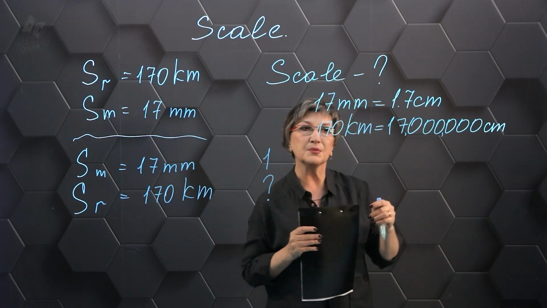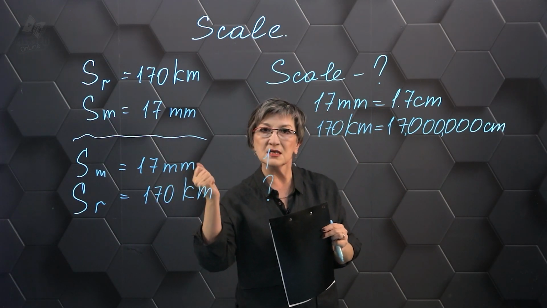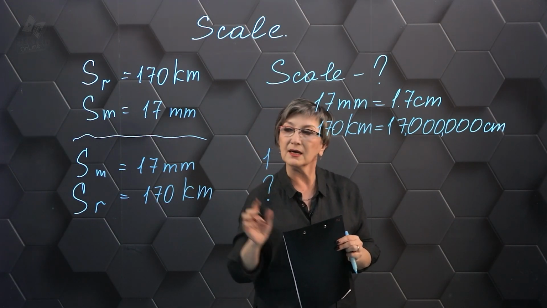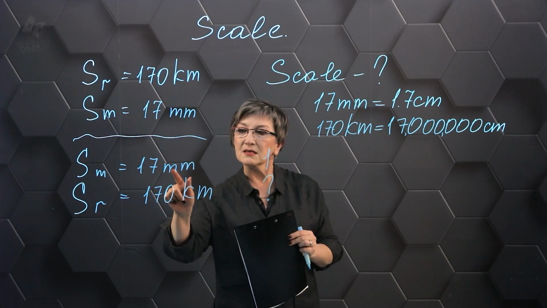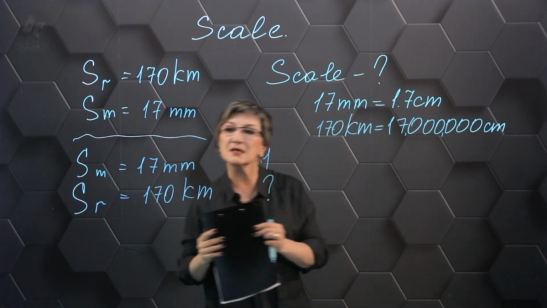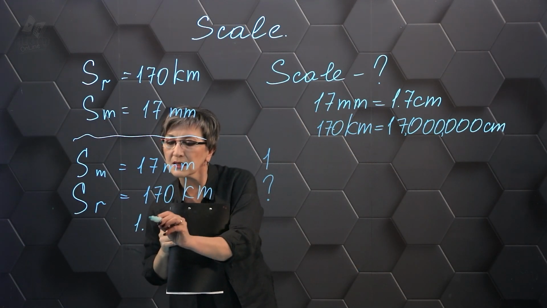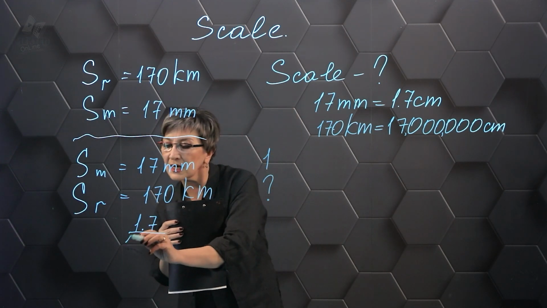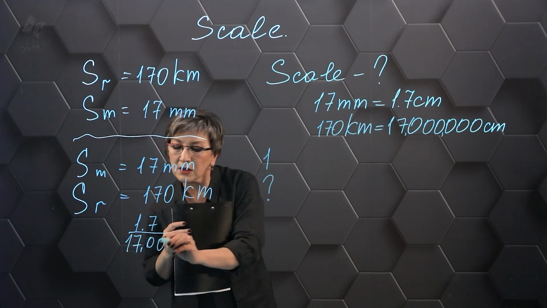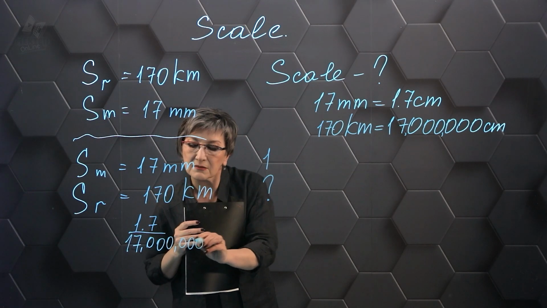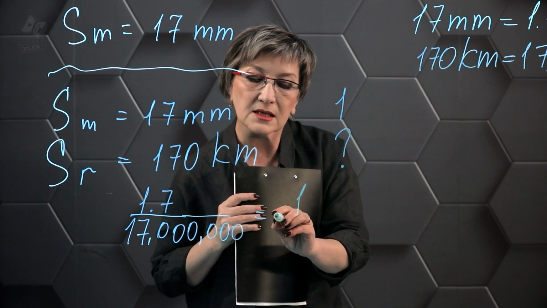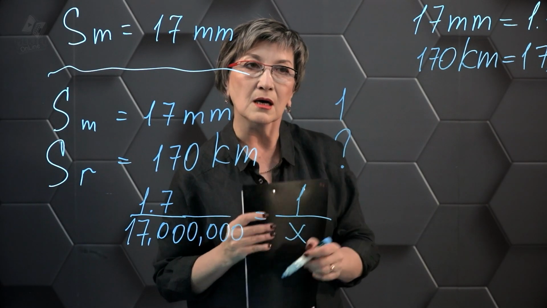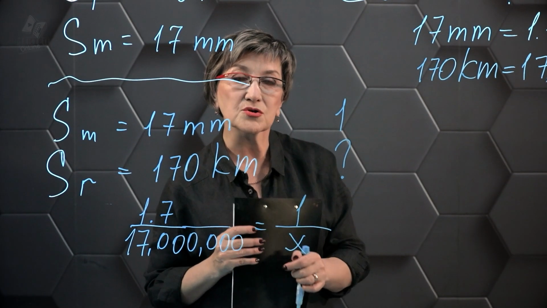After I've converted all the units of measurement into centimeters, I can make a proportion. In this case, 1.7 centimeters corresponds to 17 million centimeters, just as 1 refers to an unknown quantity, which is x. Now, by making a proportion, we can find the scale.